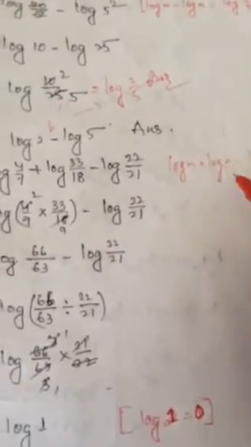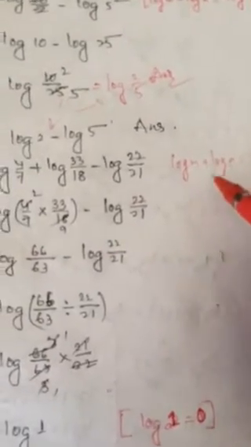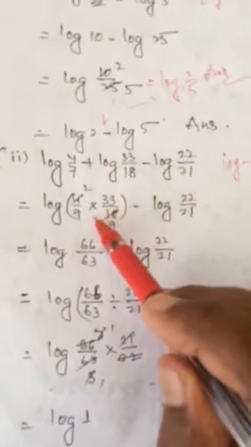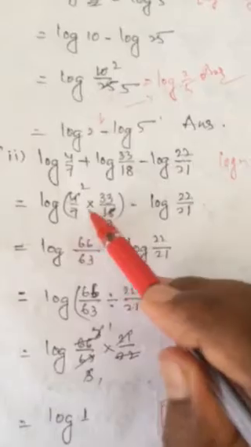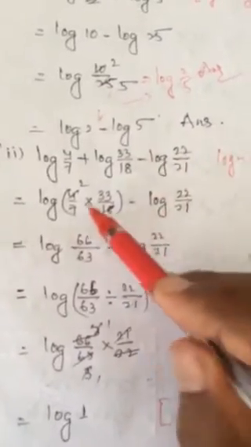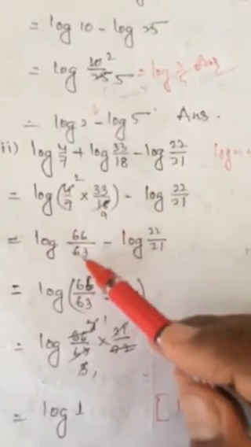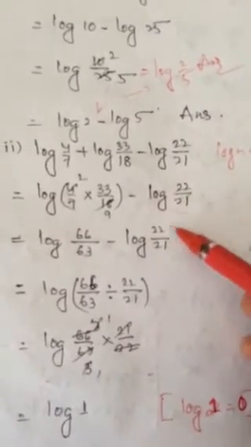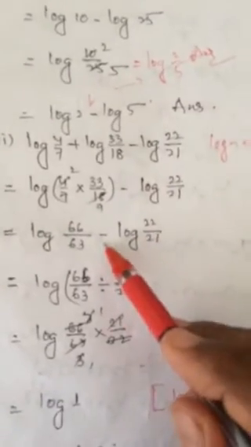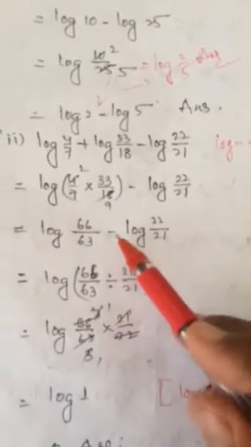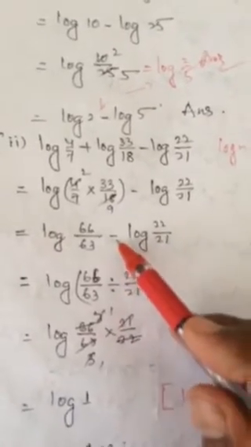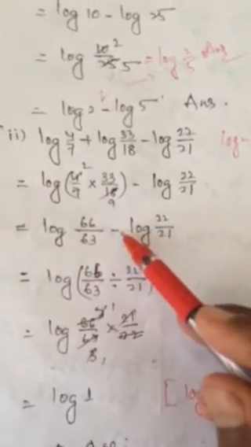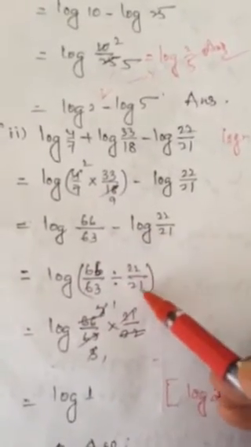This is called the product law. So it is addition, and it changes into multiplication: log 4 by 7 multiplied by 33 by 18. After cancelling we have got 66 by 63, and here I have not done anything, I have written it the same. Now again I have got a difference, minus, and minus changes into divide. So log 66 by 63 divided by 22 by 21.